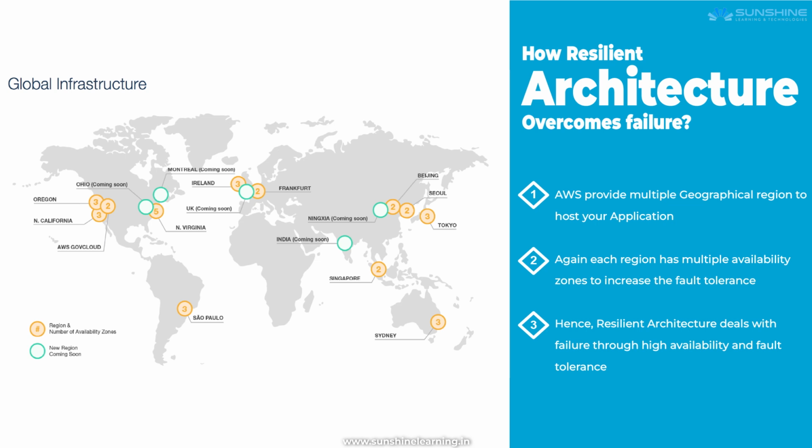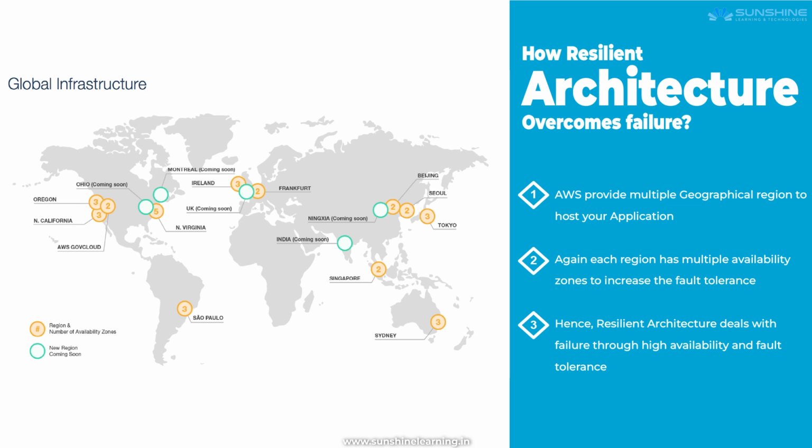So a resilient architecture deals with failure through high availability and fault tolerance. That means, let's say if you plan to create a solution on the cloud, you can select a region. Let's say I select the Mumbai region, and in the Mumbai region I have 3 availability zones. So I'll spread my solution in such a way that it is available in all the 3 availability zones, and that makes my solution a highly available solution.